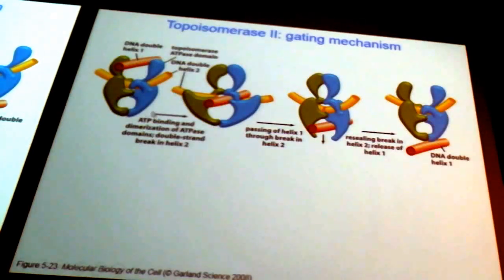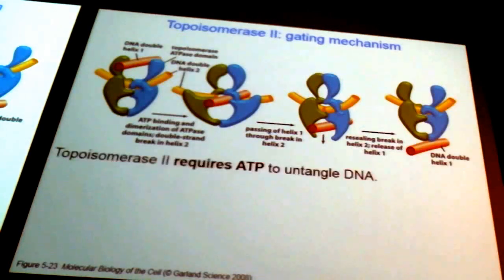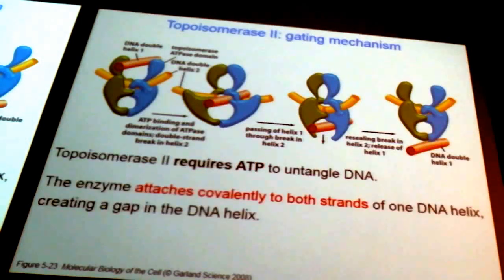Because it needs to do that, clearly it needs to break the bonds on both sides of the DNA, right? Both strands of the DNA. Pushes this red helix through, reseals back. That's it. Okay? The crux of the reaction is just pushing one double helix across another double helix. And it requires ATP. It's called topoisomerase 2.